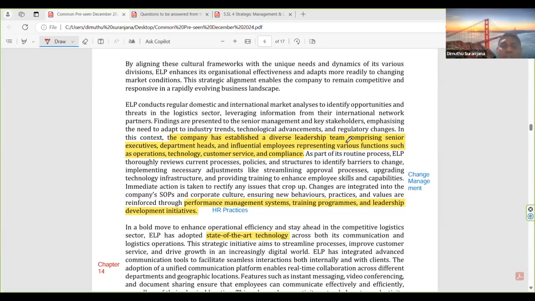Changes are integrated into the company's SOPs and corporate culture, ensuring new behaviors, practices, and values are reinforced through the performance management system. So with the changes, maybe KPIs, maybe even for the employees, they have to connect with these changes. Training programs and leadership development initiatives, again, HR practices. This change management is also key, guys. Now, when you see this information given, a few times they have talked on this. Therefore, especially the three-stage model, level 3, may come into play here.